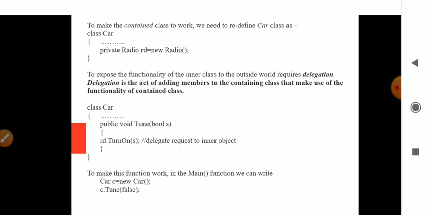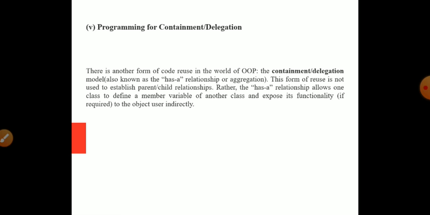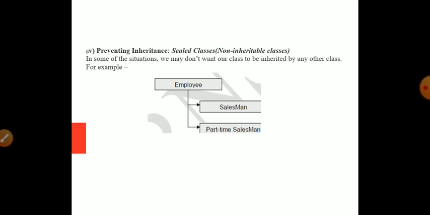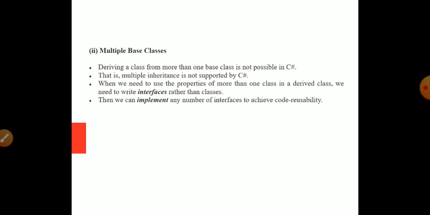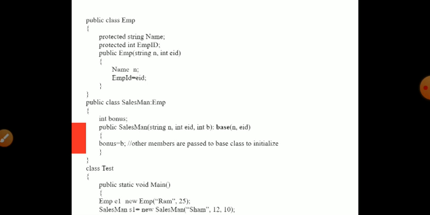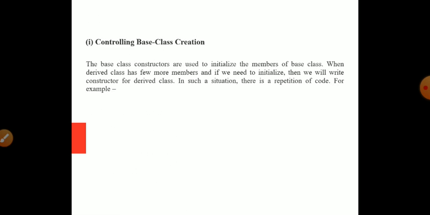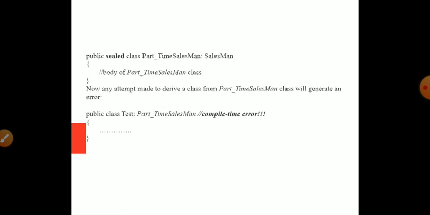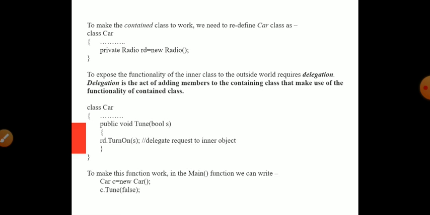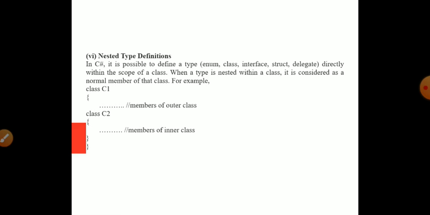So in today's session you have learned about containment and delegation in inheritance, then the sealed class, then the protected keyword in inheritance, and controlling base class creation. The last part in inheritance is a type called nested type, or multi-level inheritance. Within a class, multiple classes can be created at a time, and I call it another class.